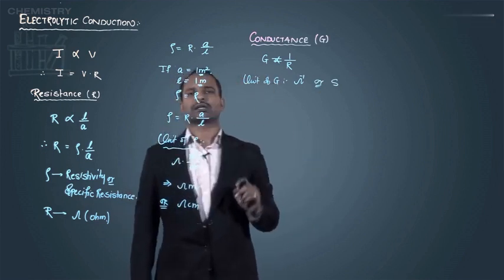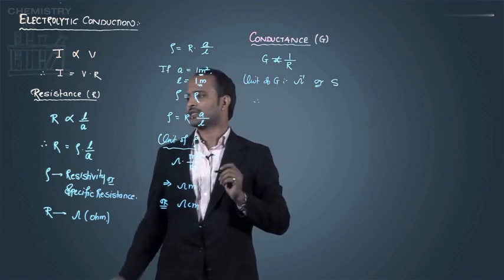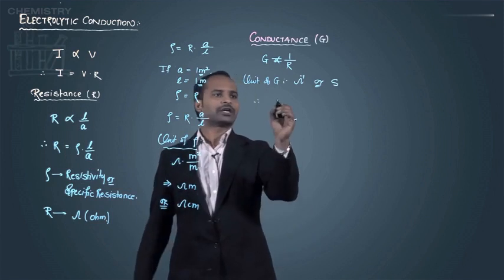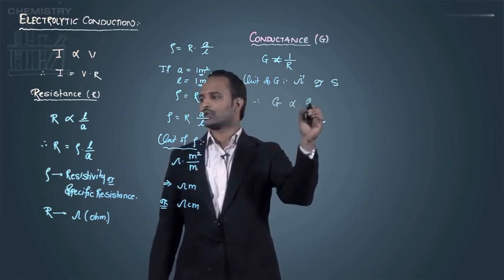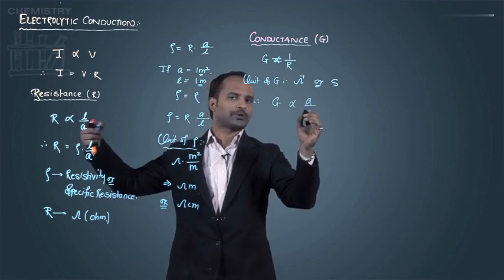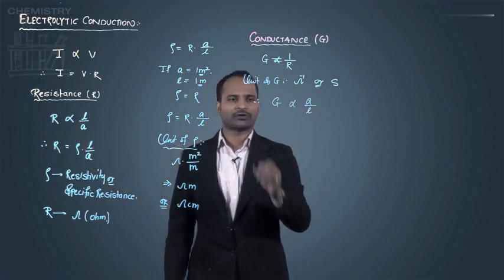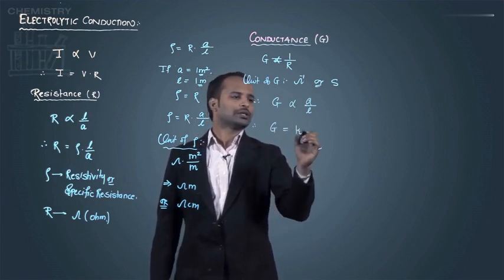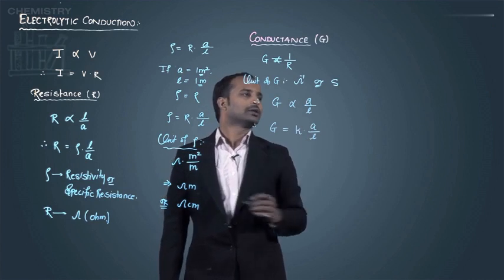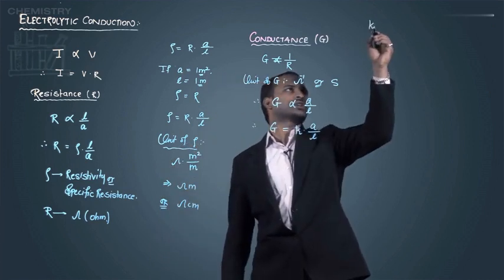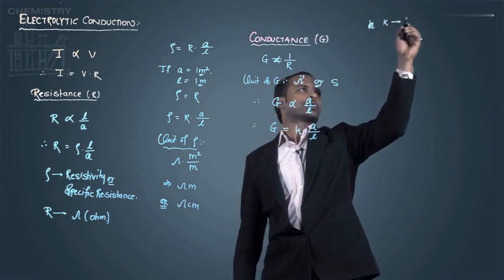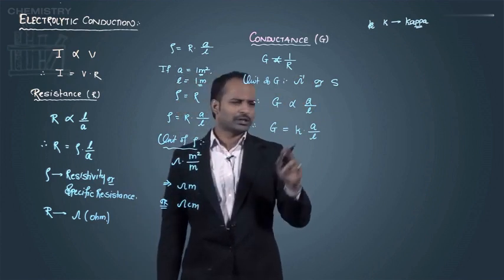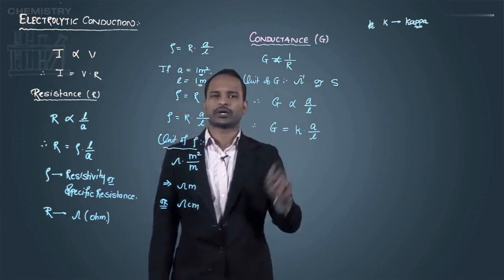Now, since G is a reciprocal of R, and R is directly proportional to the length of the conductor and inversely proportional to the cross-sectional area, therefore G is directly proportional to the cross-sectional area and inversely proportional to the length of the conductor. For removing the proportionality sign, I am introducing a constant. This constant is known as kappa, K-A-P-P-A. So G is equal to kappa into A upon L.